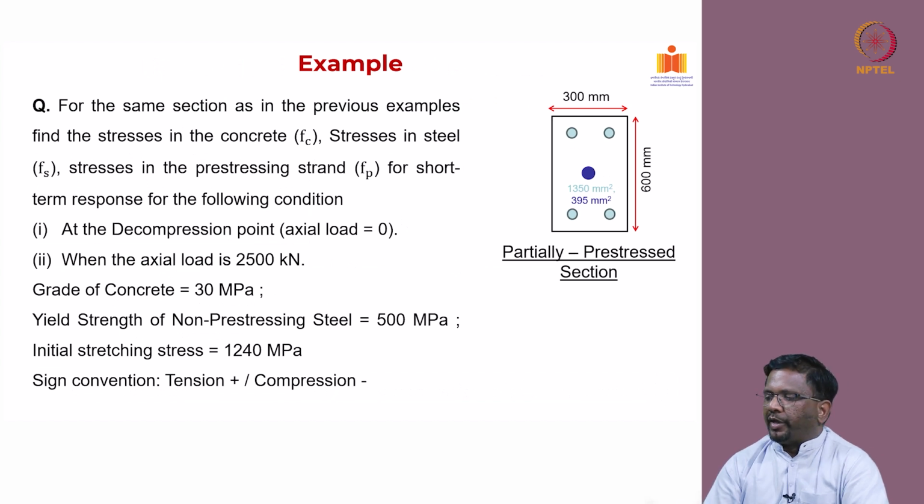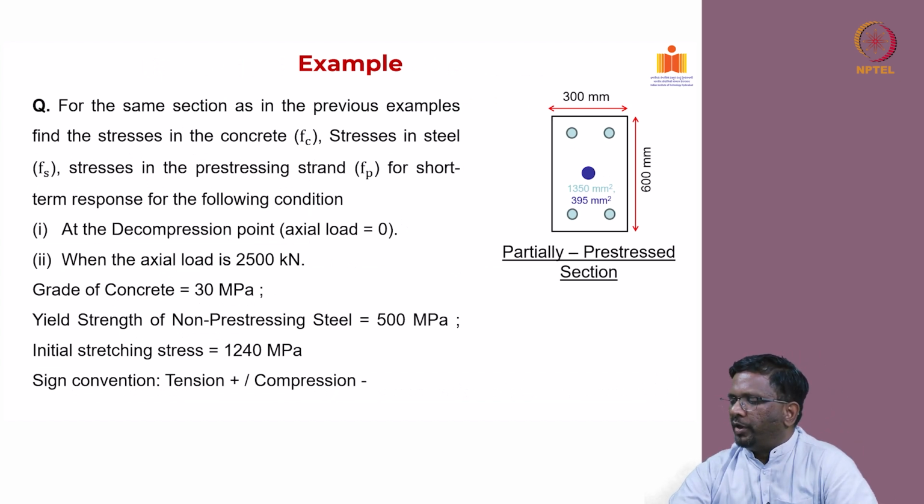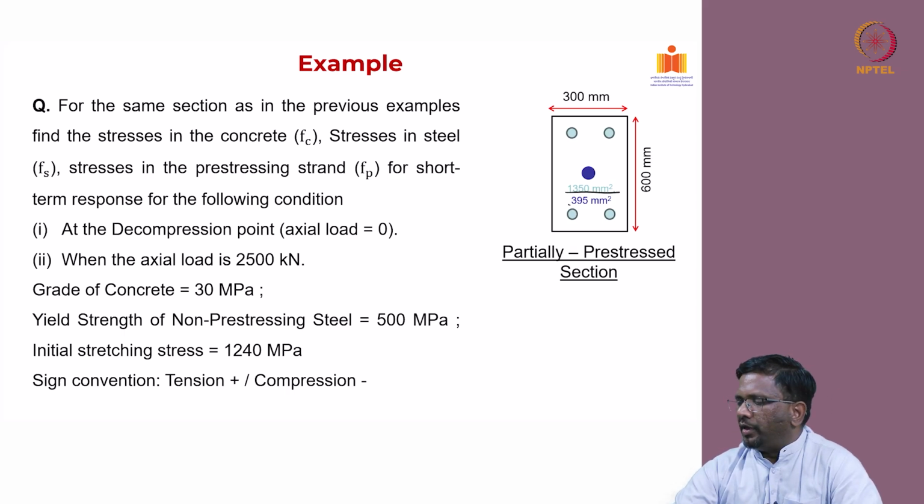Okay, let us again quickly go through one example, again the same problem, and I am taking 1350 square millimeters of non-prestressed steel and prestressing steel Ap of 395. So, this is As.